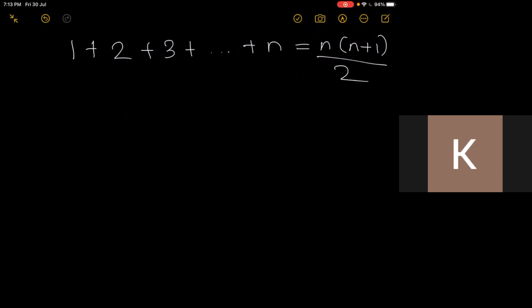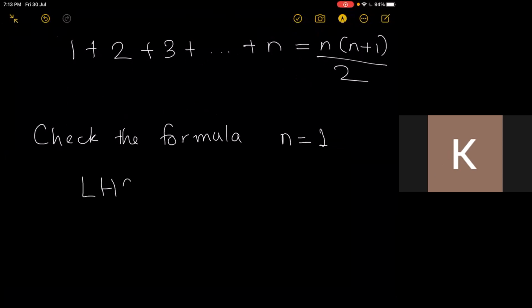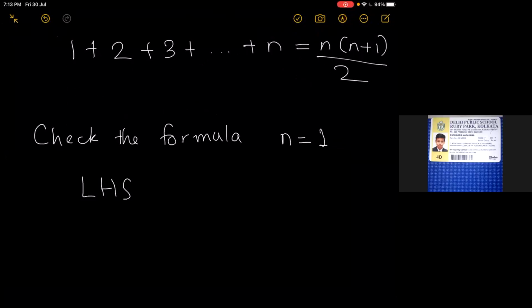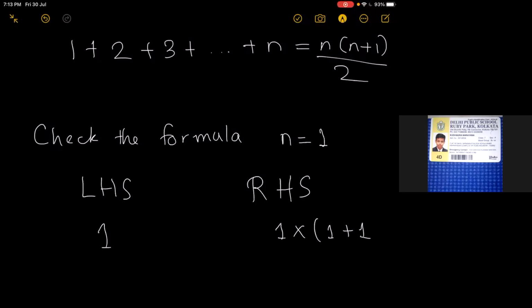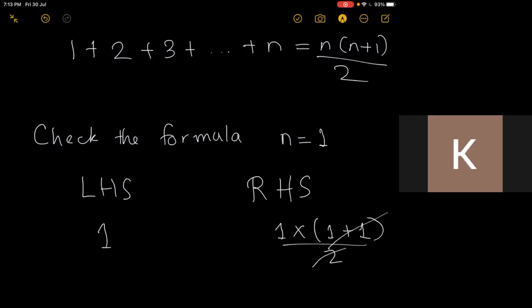How? So first what we do, check the formula for n equal to 1. Let's see what happens. What is the LHS? For n equal to 1, what will be the LHS? One only. And RHS, according to the formula, 1 into 1 plus 1 by 2. These two cancel, again it will be 1 only. So LHS equal to RHS.